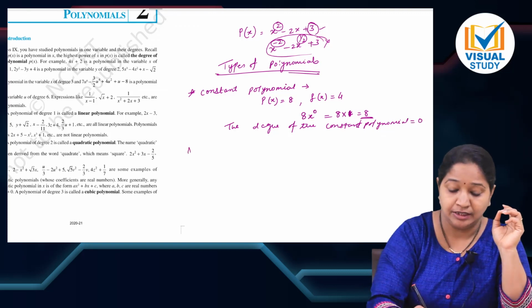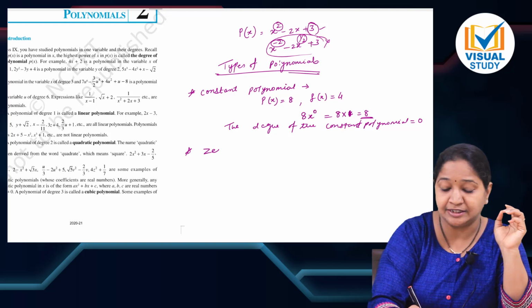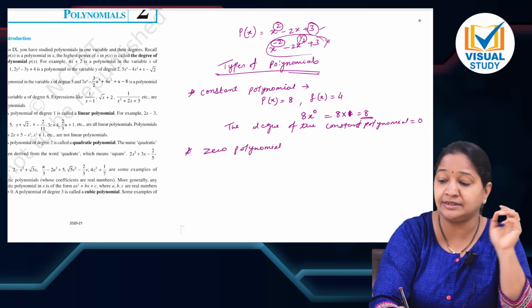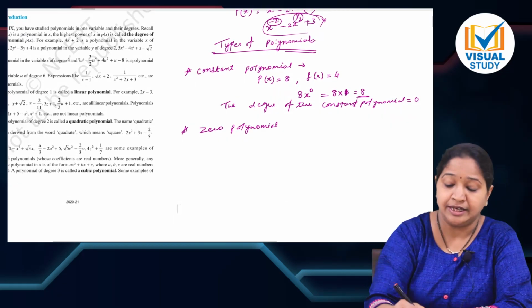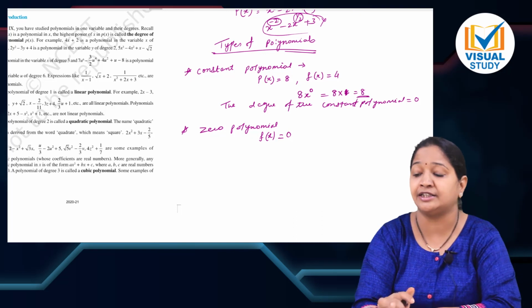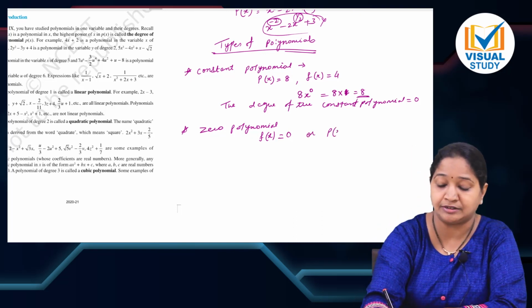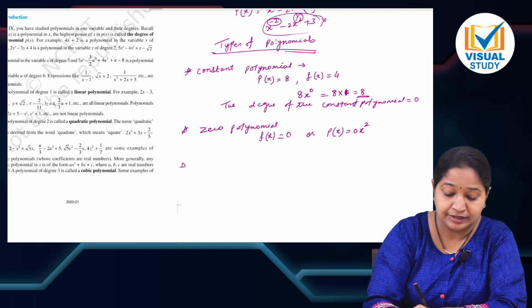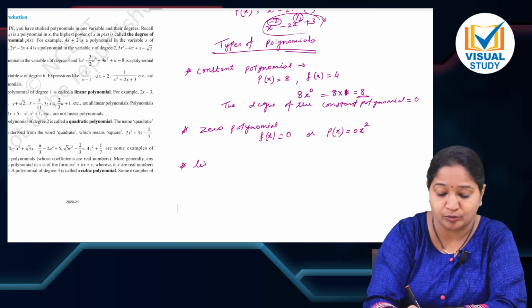The next polynomial is the zero polynomial, where the polynomial itself is 0. There is nothing, it is 0. Or it can be this way also, 0x square. Okay. Next one is the linear polynomial.